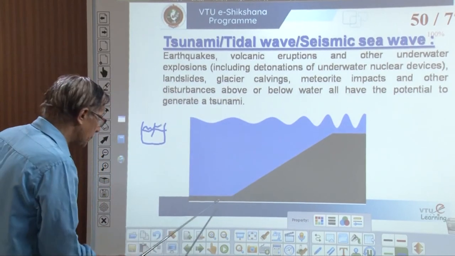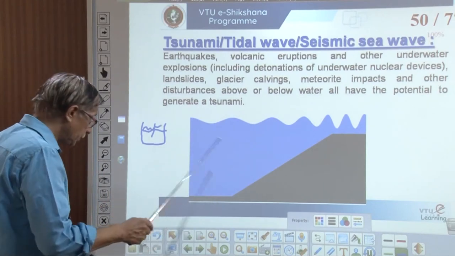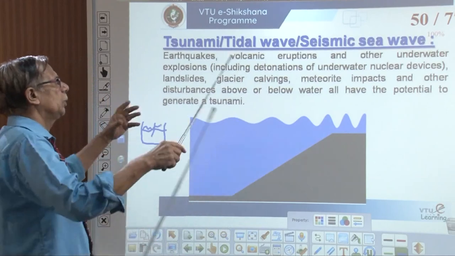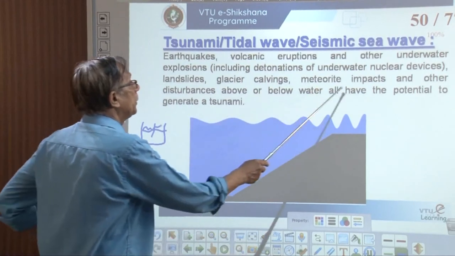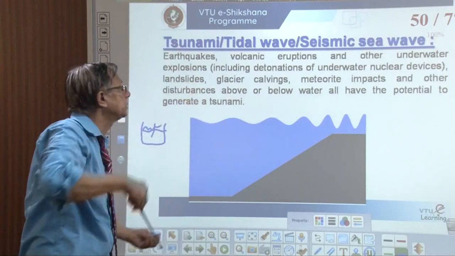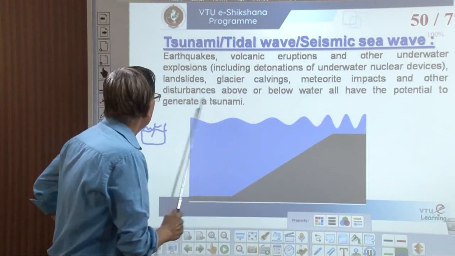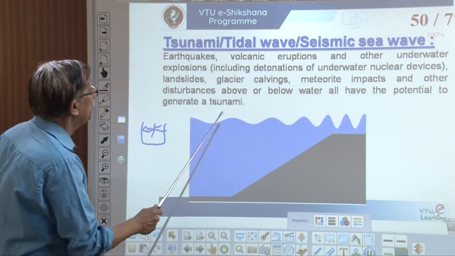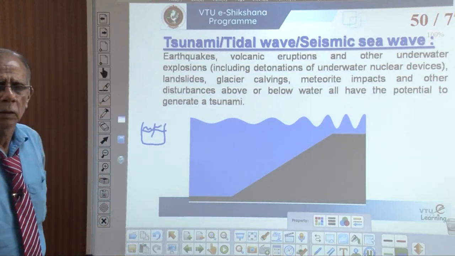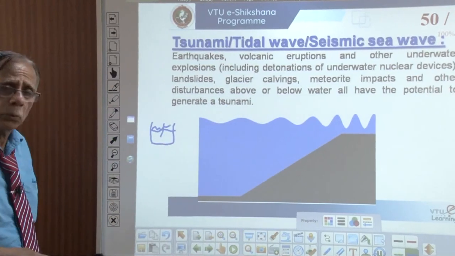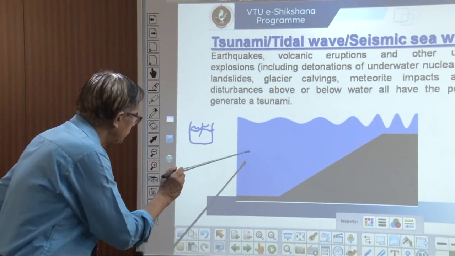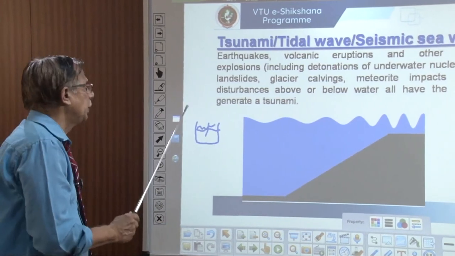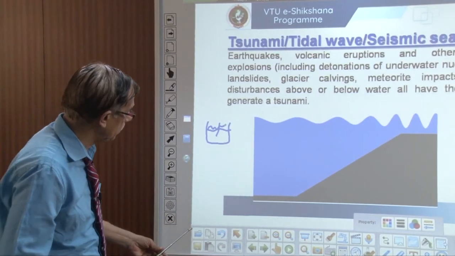create subsidence of the land, release of sudden energy, even glaciers, sudden ice blocks sink and fall, meteoric impact, something sudden falling into the sea, and other disturbances above or below the water level, they have the ability to generate tsunami. Anything can. What is tsunami? A disturbance below the water which generates the waves. These waves can create major problems.